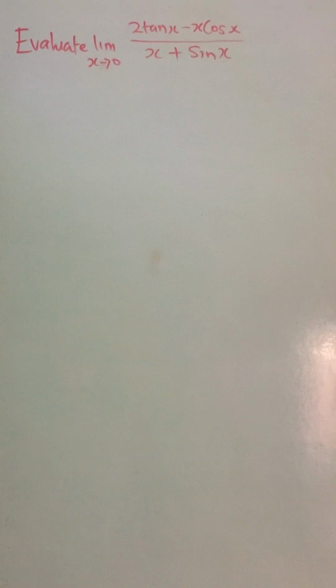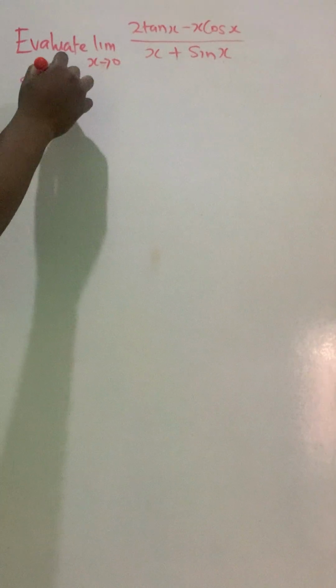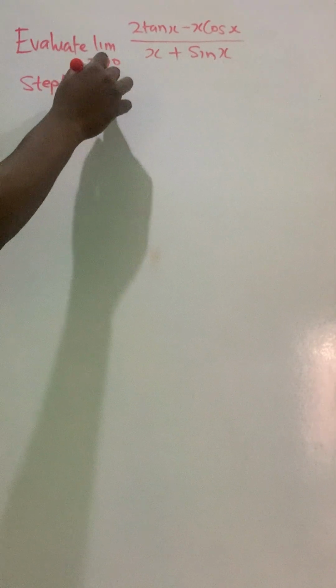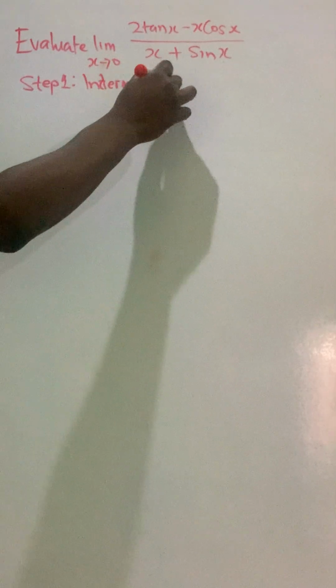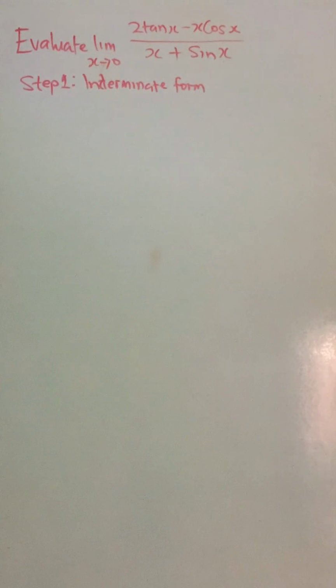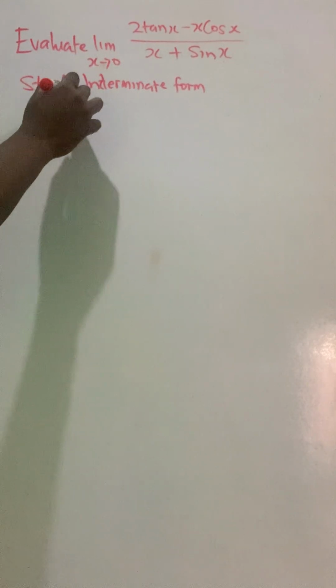So let's go to the question. In this question, we'll be taking 3 steps. The first step is we are going to check for the indeterminate form. To check for indeterminate form, we are going to substitute x to be 0. Substitute x equals 0.